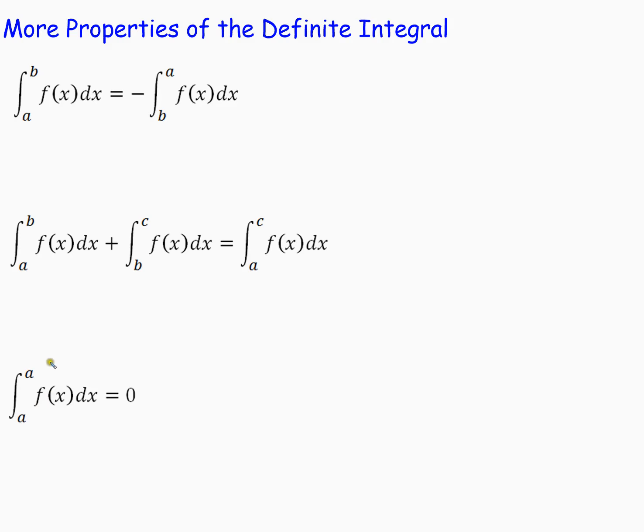This one, this is from A to A, so let's think of that in a couple different ways. If we think of it in terms of the definition of definite integral, you would take the integral evaluated at A minus the integral evaluated at A, which obviously will give you 0. Also, if you're thinking of an area under a curve from A to A, that's really no space at all, so that area would be 0.